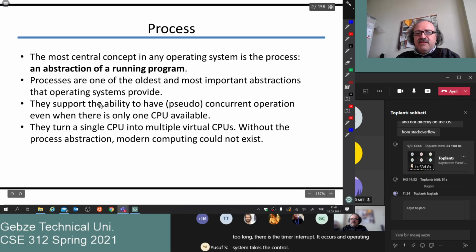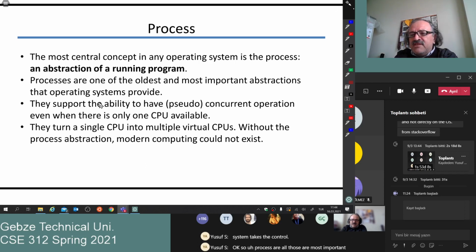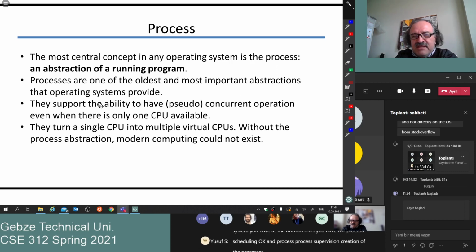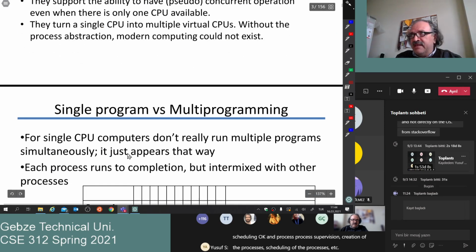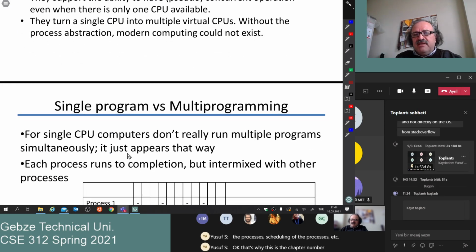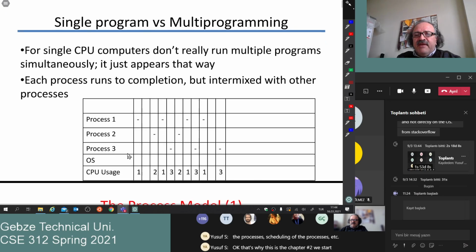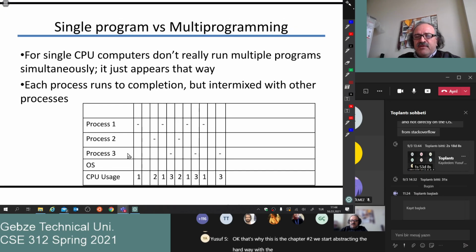Okay, so processes are the oldest and most important abstractions. That's why, whatever structure of operating system you have, at the bottom level you have process scheduling, process supervision, creation of the processes, scheduling of the processes, etc. That's why this is chapter number 2. We start abstracting the hardware with the abstraction of the CPU.